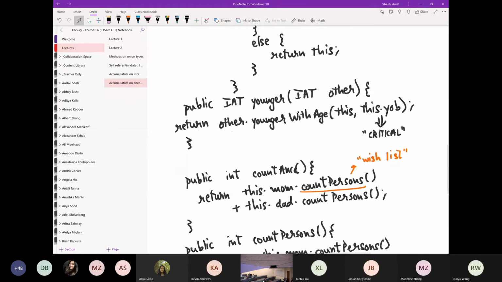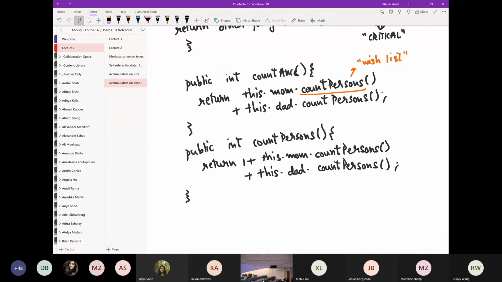And so for the person case, the count ancestors were simply encode what we just said. And then the count persons, which I just completed, we discussed this yesterday, it's simply one, which is me, plus the number of persons in the mom's side, plus the number of persons on the dad's side. Okay? Did you get a chance to think about this accumulatively? Count the number of persons using an accumulator.